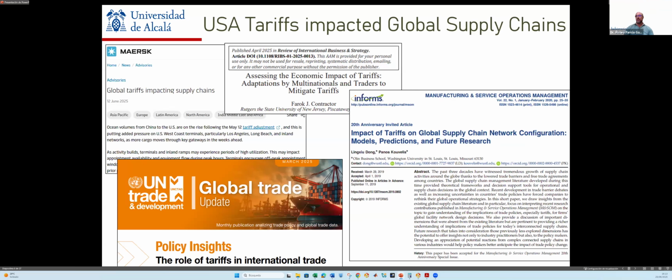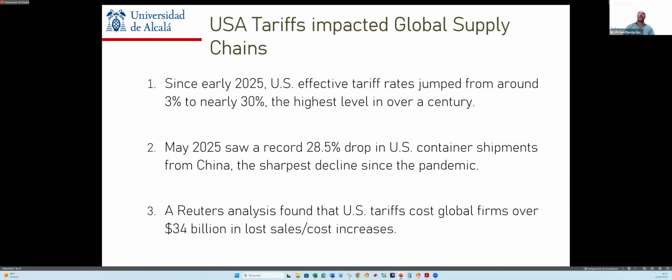Also, there are some scientific papers appearing just to qualify everything. Even the United Nations Global Trade Review is also considering this. Or any of the scientific research that is taking place.